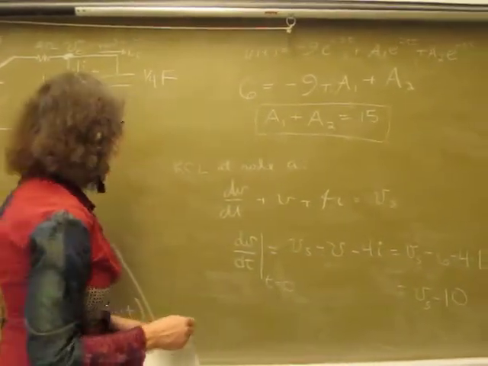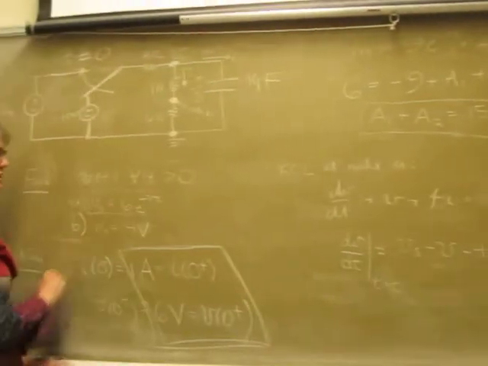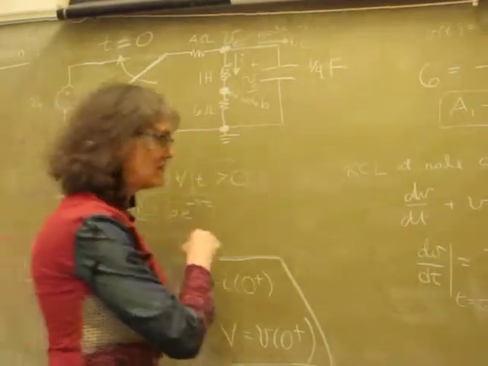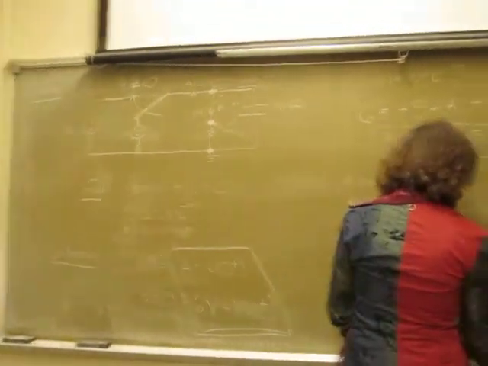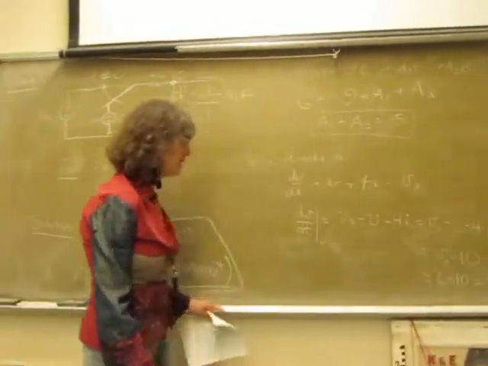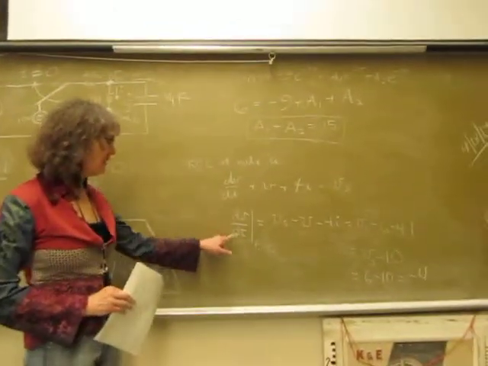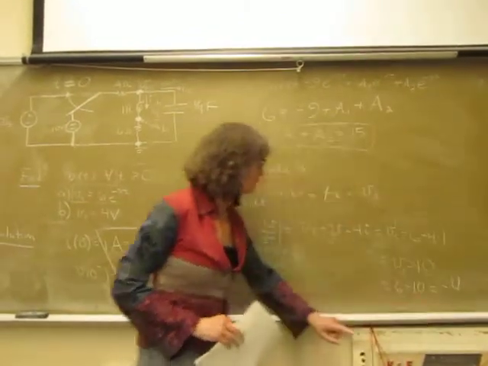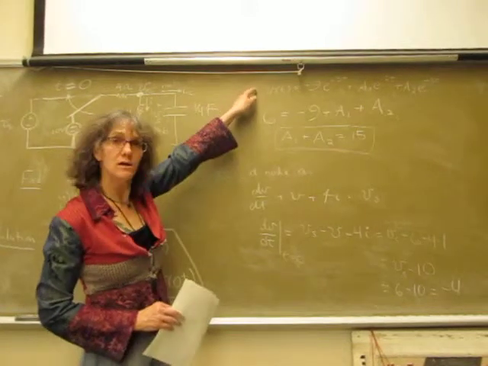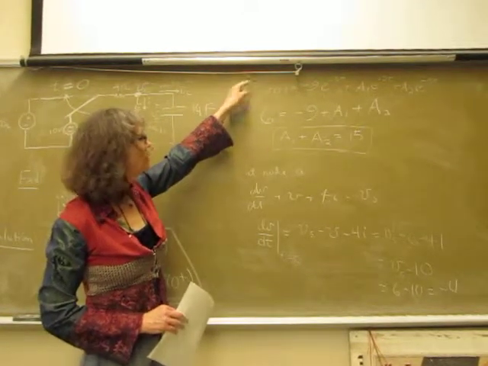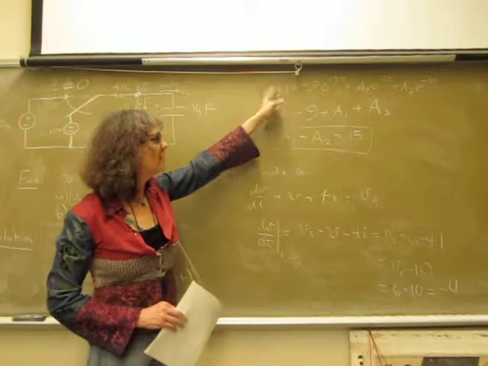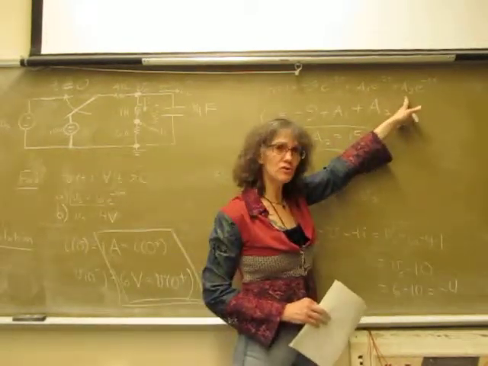And vs, remember what vs is: 6e to the minus 3t. So at t equals 0, that's just 6. So 6 minus 10 is minus 4. All right? So I know that dv/dt at t equals 0 is minus 4. Is there another way that I can get this? Yeah, look. Go back to this equation, take the derivative, and evaluate it at t equals 0. And then you've got another equation in A1 and A2.